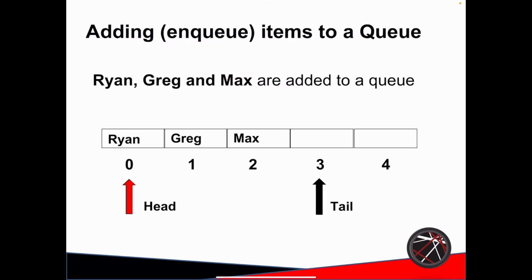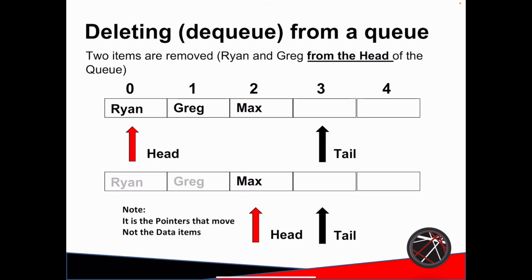So we can see here we're going to enqueue. We've enqueued Ryan, Greg and Max. The head pointer is still showing at Ryan because that's the front of the queue, and the tail pointer is showing the next available space. What we're going to do now is remove 2 items, so Ryan and Greg. The head pointer moves across, so it's now pointing at Max, so that's the first position in the queue.